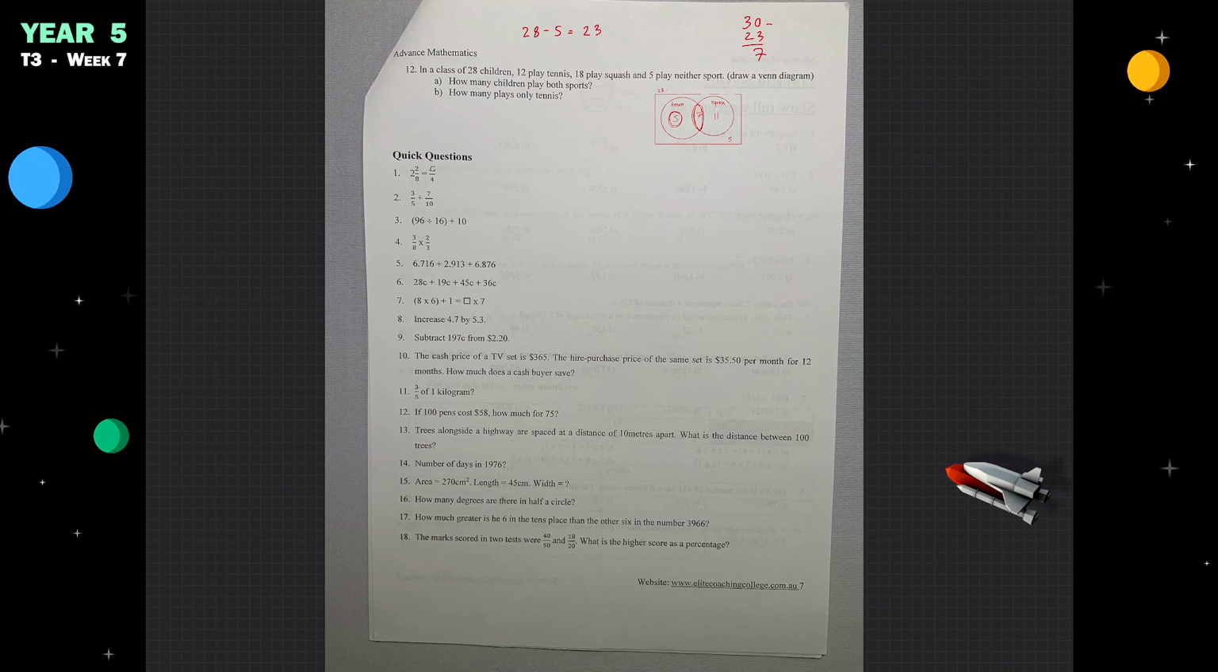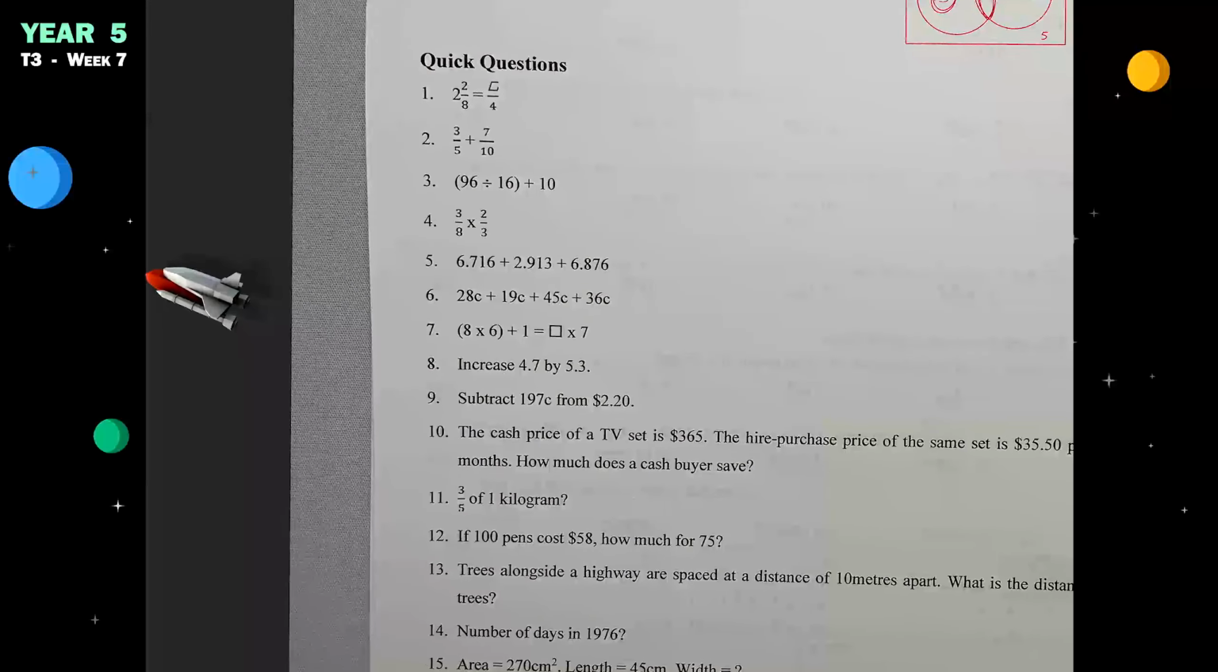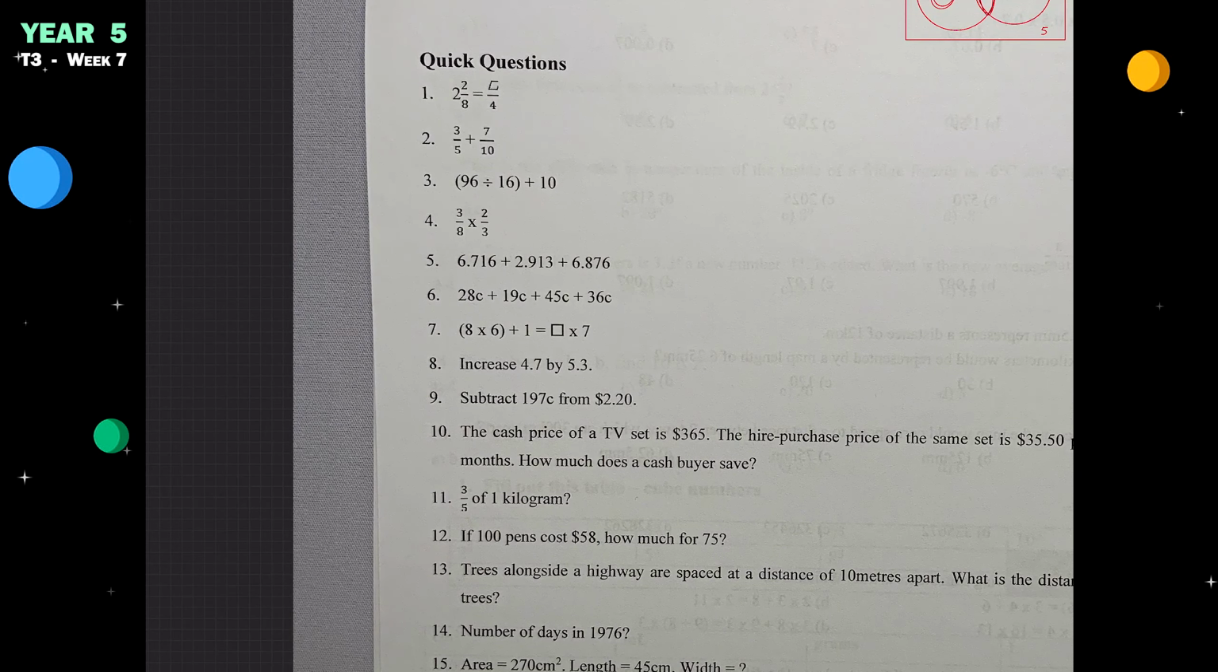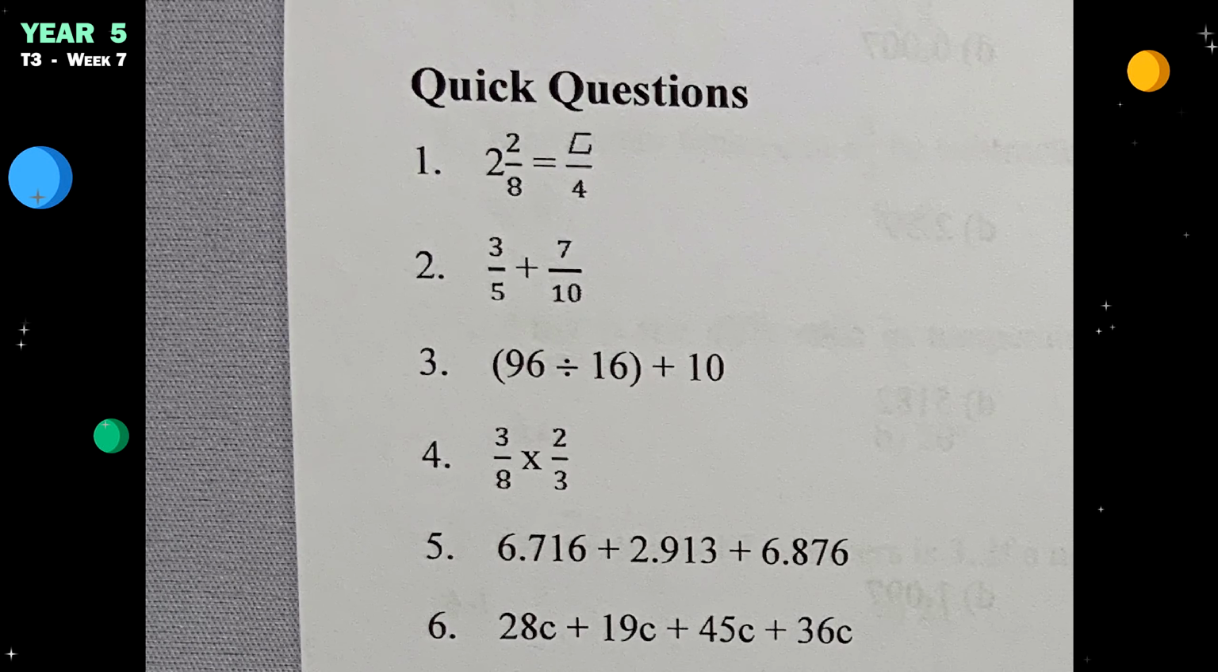Alright, we're going to continue from our last video. We haven't finished all the questions. So on page 7, it says that we're doing quick questions. This one wants you to change from a mixed numeral to an improper fraction.